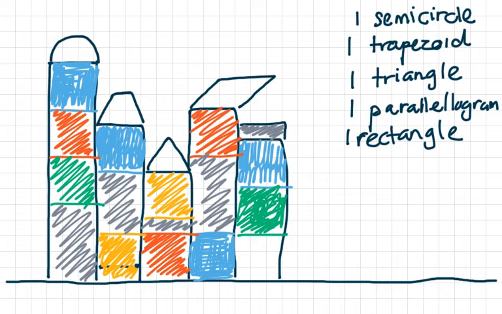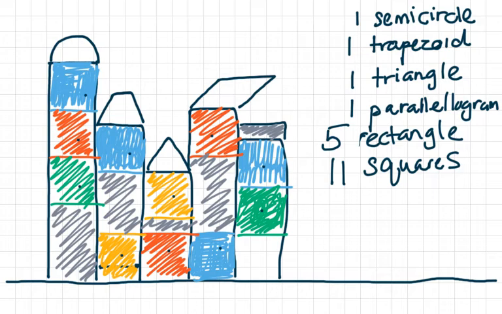Excellent. So let's erase this guy off. So we have 5 rectangles. Excellent. Now how many squares do we have? Wow, let's go count. 1, 2, 3, 4, 5, 6, 7, 8, 9, 10, 11. So we have 11 squares.